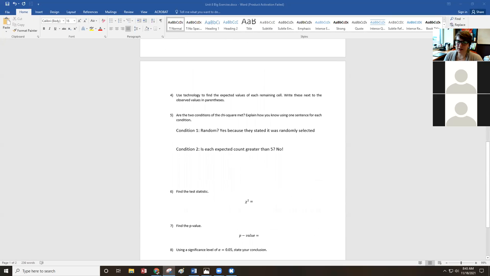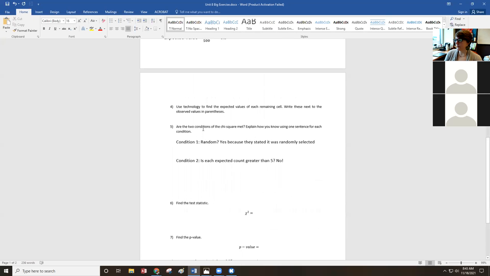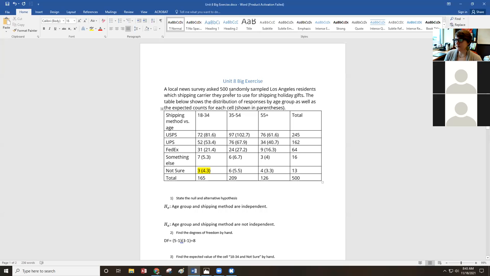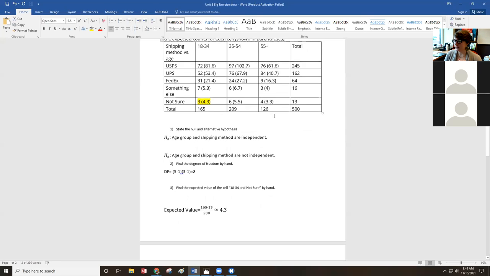now for the fifth problem, it wants us to check that the conditions of the chi-square are met. So the two conditions for the chi-square is that it needs to be random. Remember, randomness reduces bias, so we're more likely to get an accurate read. So did we hit the condition of random? We did, because if we reread the setup of the question, it says that it was randomly sampled. So that's good enough for us at this point.